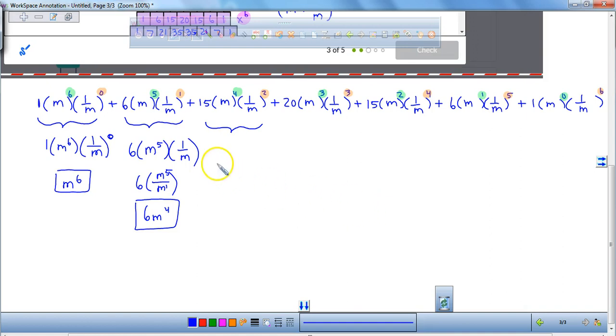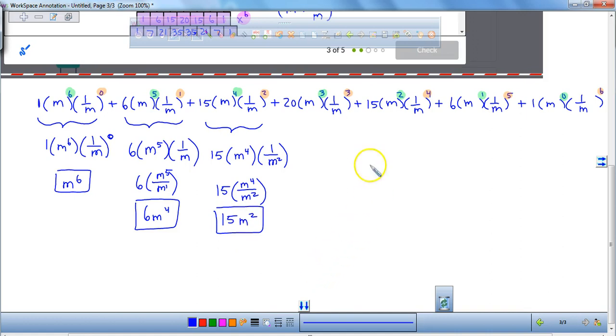All right? So here we have 15. We have m to the power of 4. And this is 1 over m being squared. So that's like saying 1 over m squared. So that becomes 15 m to the power of 4 over m squared. And 4 minus 2 is 2. So this becomes 15m squared. And you're done. Let's work on to the next one.